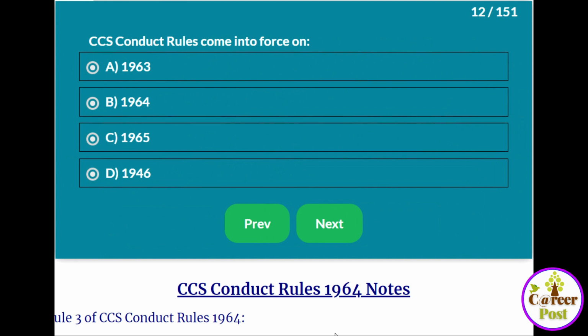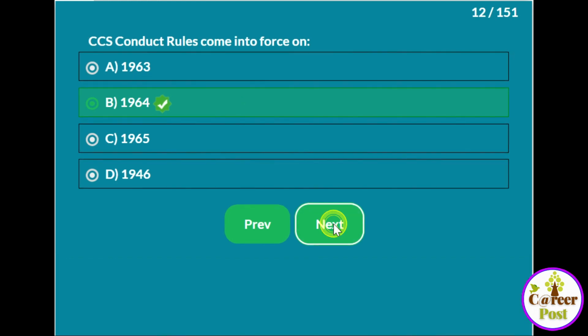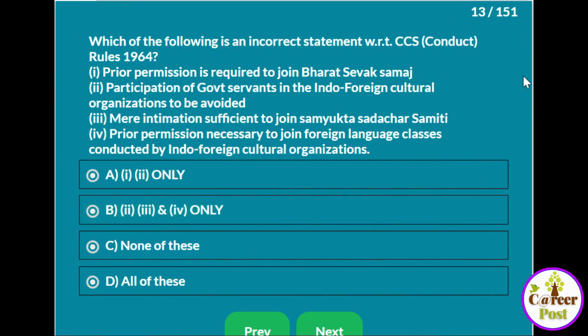CCS Conduct Rules came into force in 1964. Which of the following is an incorrect statement with reference to CCS Conduct Rules 1964? Prior permission is required to join Bharat Sevak Samaj. Second, participation of government servants in Indo-foreign cultural organizations is to be avoided. Mere intimation is sufficient to join Samyukta Sadachar Samiti. Prior permission is necessary to join foreign language classes conducted by Indo-foreign cultural organizations.